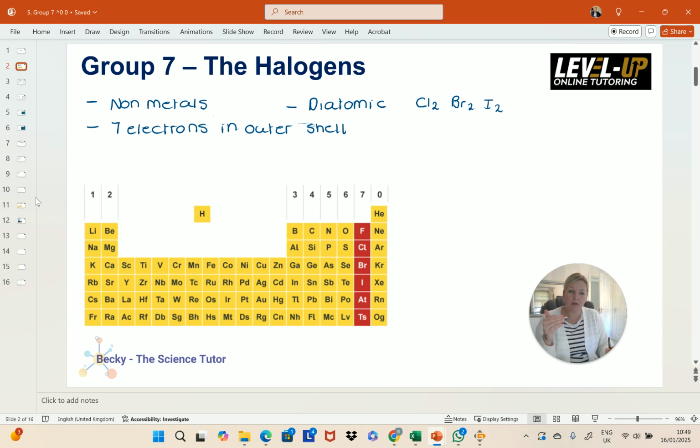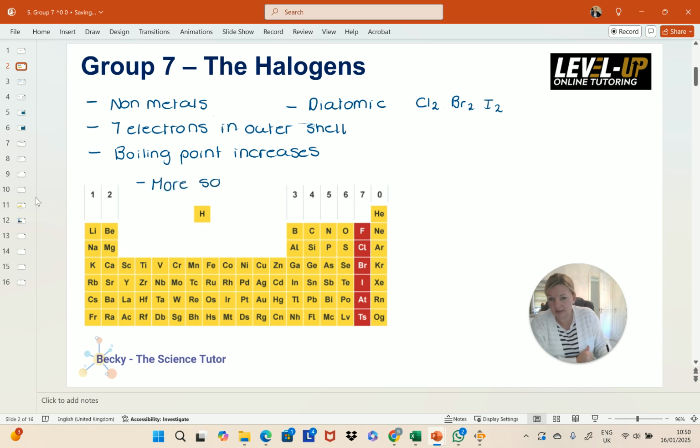Now remember that when we talk about patterns and their properties, we're always referring to down the group. So as we go down the group, their boiling point increases. And because their boiling point increases, this means that they become more solid as we move down the group. So fluorine is a gas, chlorine is a gas, bromine is a liquid, iodine is a solid. So they become more solid as we move down the group. They also become darker in colour down the group.